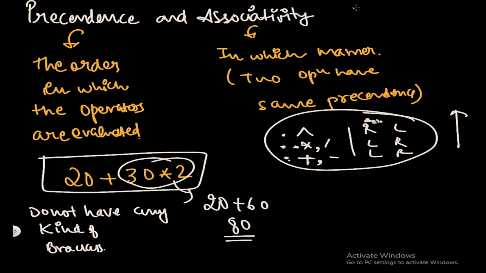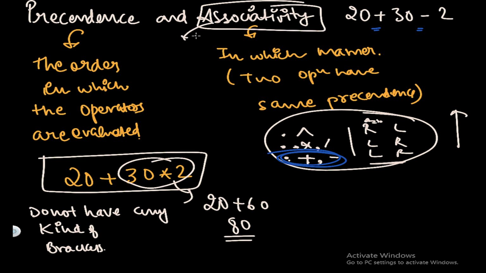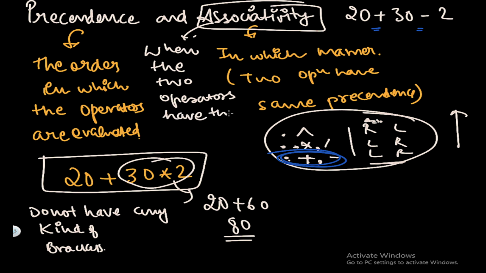Now let's consider another scenario. We have 20 plus 30 minus 2. Now operators plus and minus have the same precedence, as we have seen here. Now what can we do? We can simply go L to R. L to R means we have to consider associativity. So remember this point: associativity is considered when the two operators have the same precedence, then only the associativity is considered.